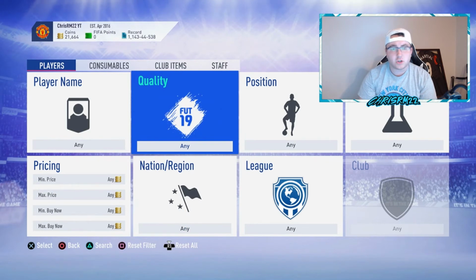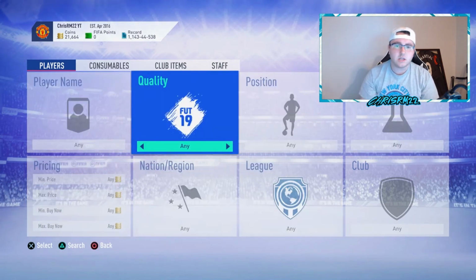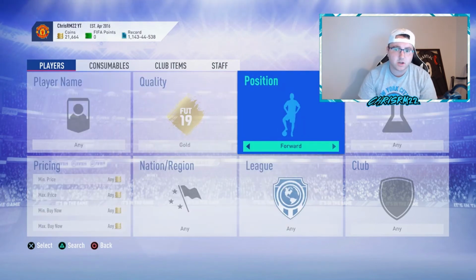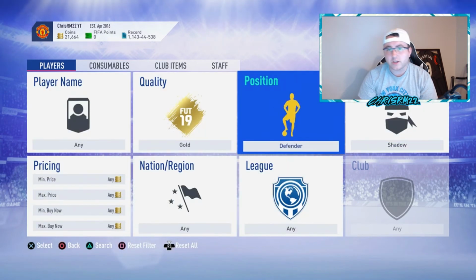The next one I want to show you guys is the chemistry style. Now this is a little different. This is 2 filters that I figured out this year that are really effective. At any point in the game you can do this. What ends up happening here is you can do defender and shadow, and you can do forward and hunter.